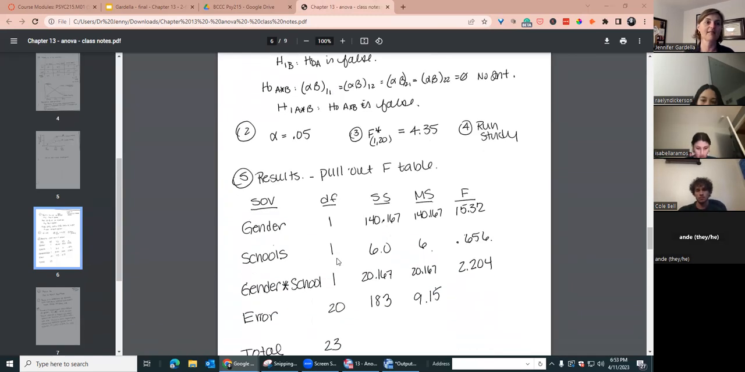Phew, that was a lot. So alpha equals 0.05, that's the easy part. And then F critical, where do we get this number from? The table. Got to keep your wits about you here.